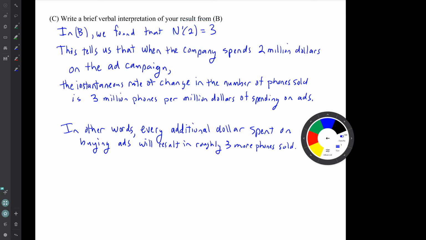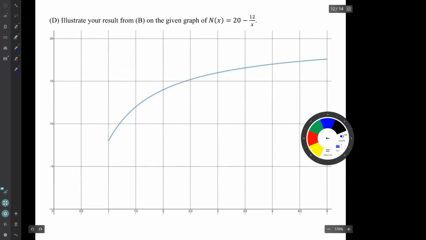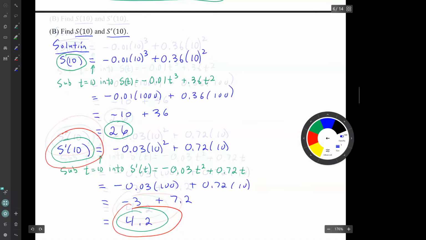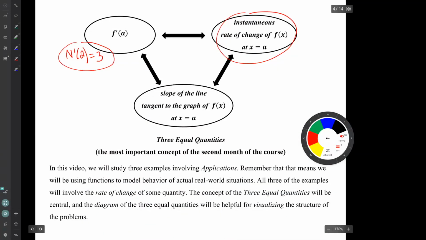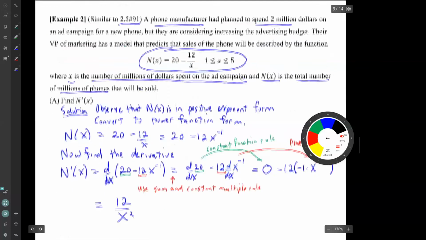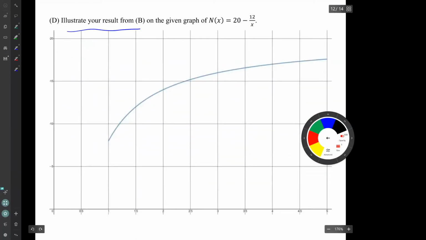Let's go on to question D. Question D says to illustrate our result on this given graph. So let's go back up and look at our diagram again. We have this quantity, n prime parentheses 2 equals 3. In terms of the graph, that's the slope of the line tangent to the graph at x equals 2. So we have to locate the place on the graph where x equals 2. That's this point.